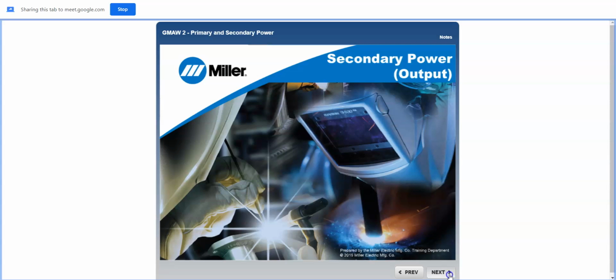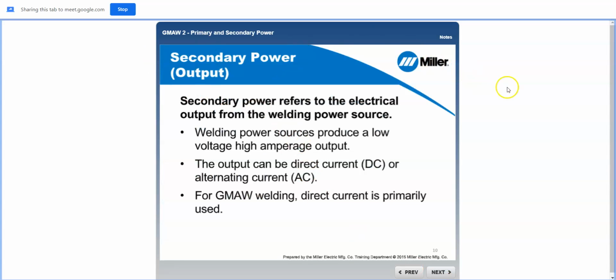Secondary power. Secondary power refers to the electrical output from the welding power source. Welding power sources produce a low voltage, high amperage output. The output can either be direct current, DC, or alternating current, AC. For GMAW welding, direct current is primarily used.